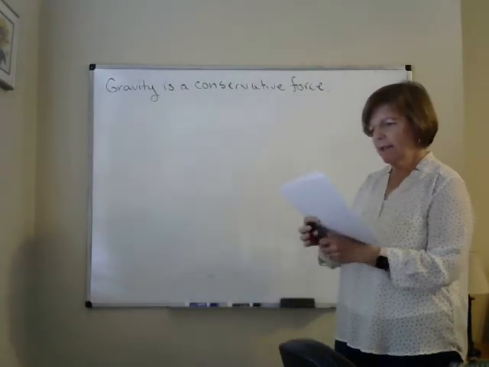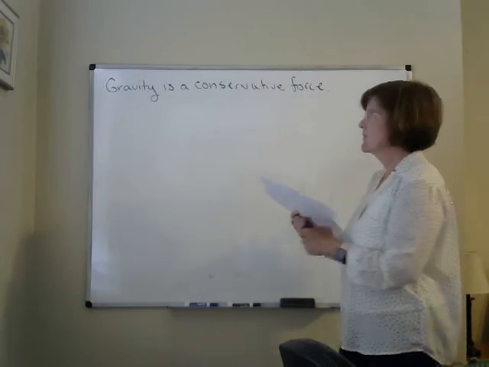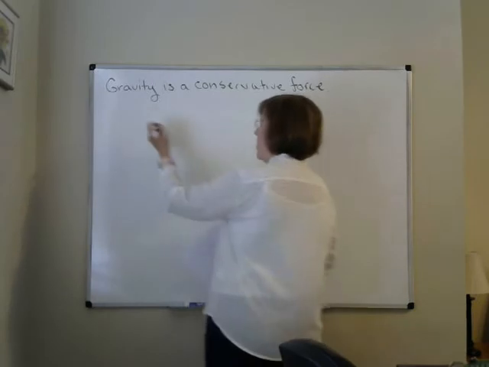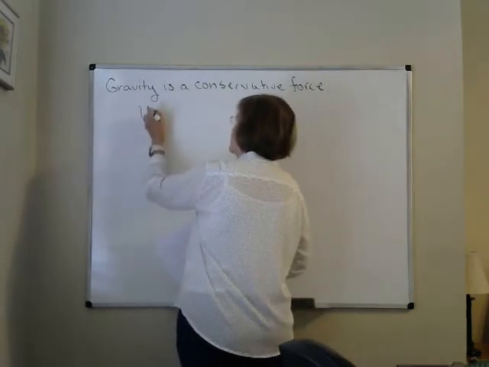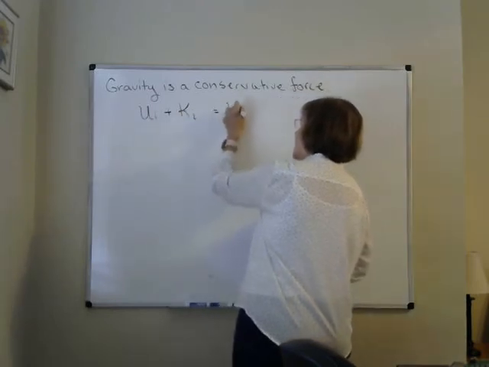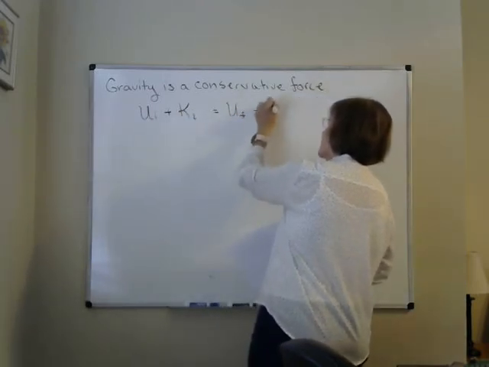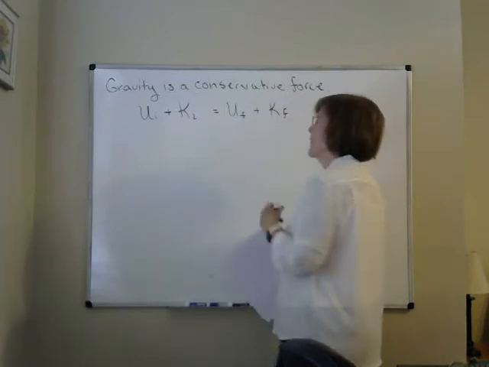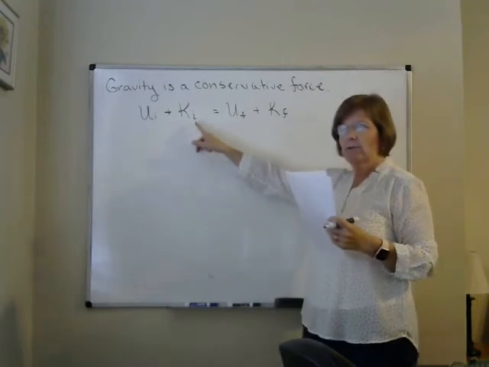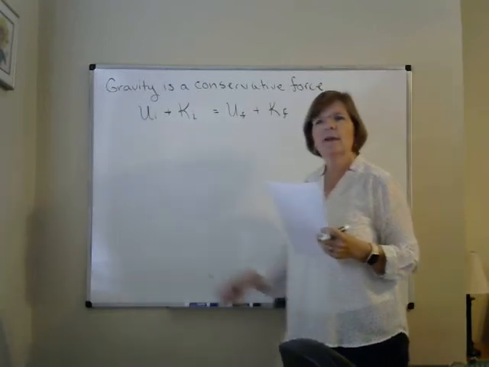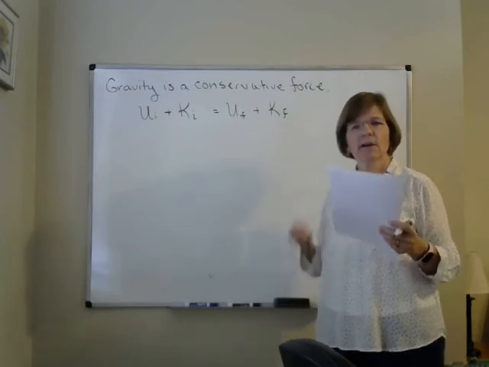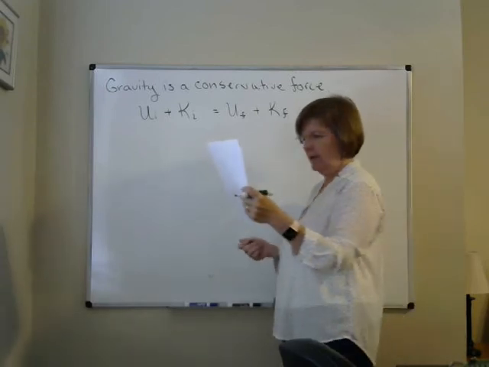And that gives us basically a statement of conservation of energy that looks like this. When there's no mechanical energy loss, the initial potential plus the initial kinetic have to equal the final potential plus the final kinetic. You can lose potential and gain kinetic, or lose kinetic and gain potential, but the total mechanical energy will be a constant if the only force acting is gravity.